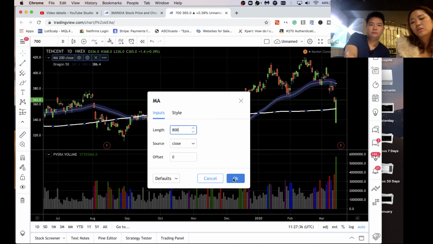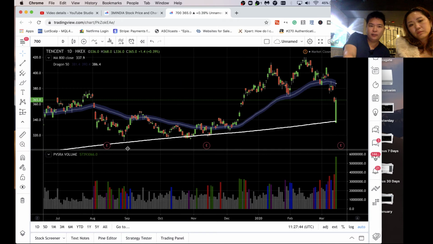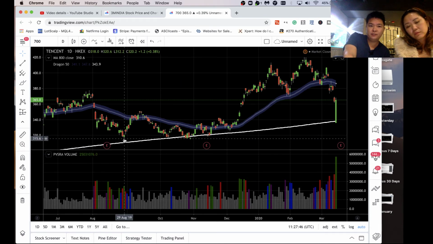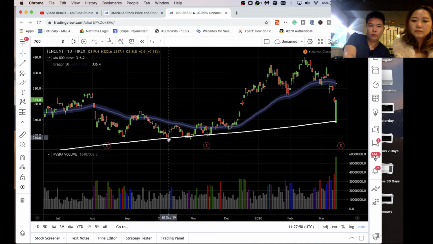Okay, right. So let's look at the 800 line now. Once I move this to the 800 MA, you can see that it's completely different. It's really respecting the line a lot of times. You can see that here it served as a good support: once, twice, three times, four times, five times, and six times here.